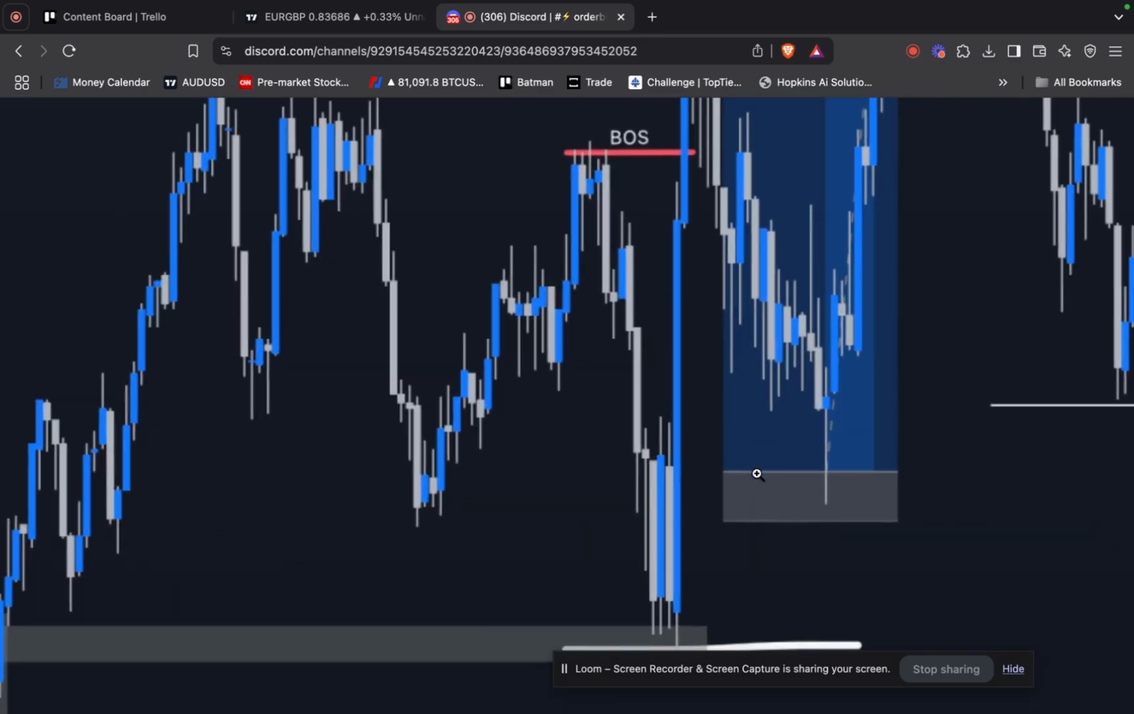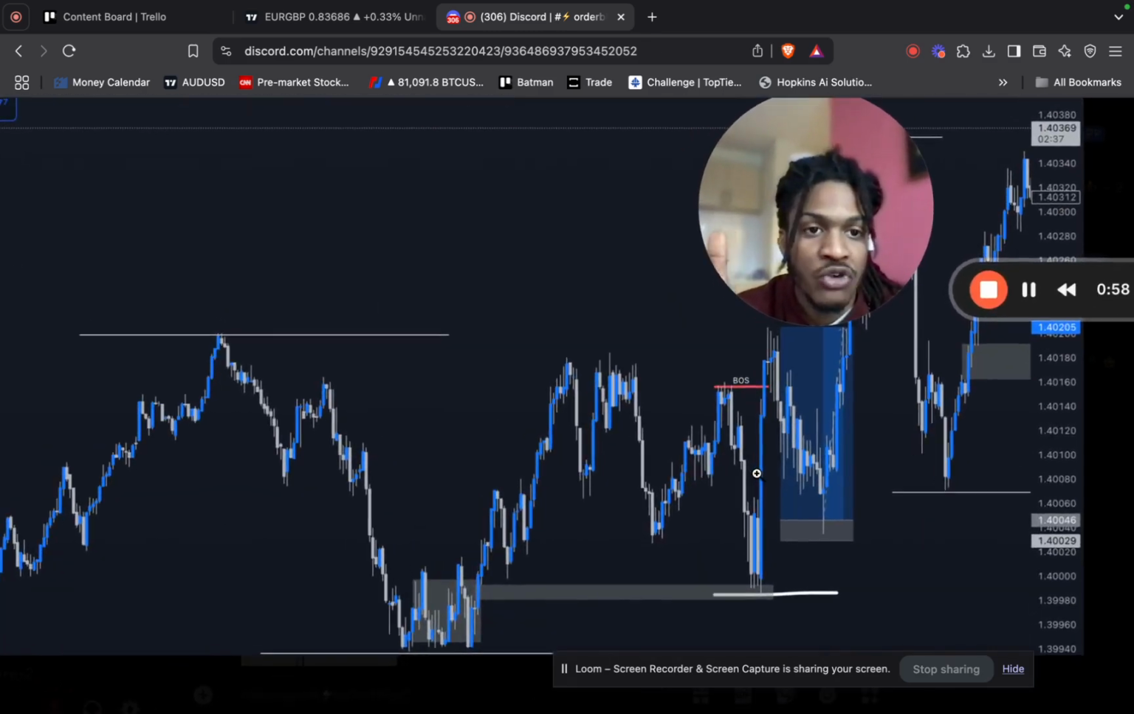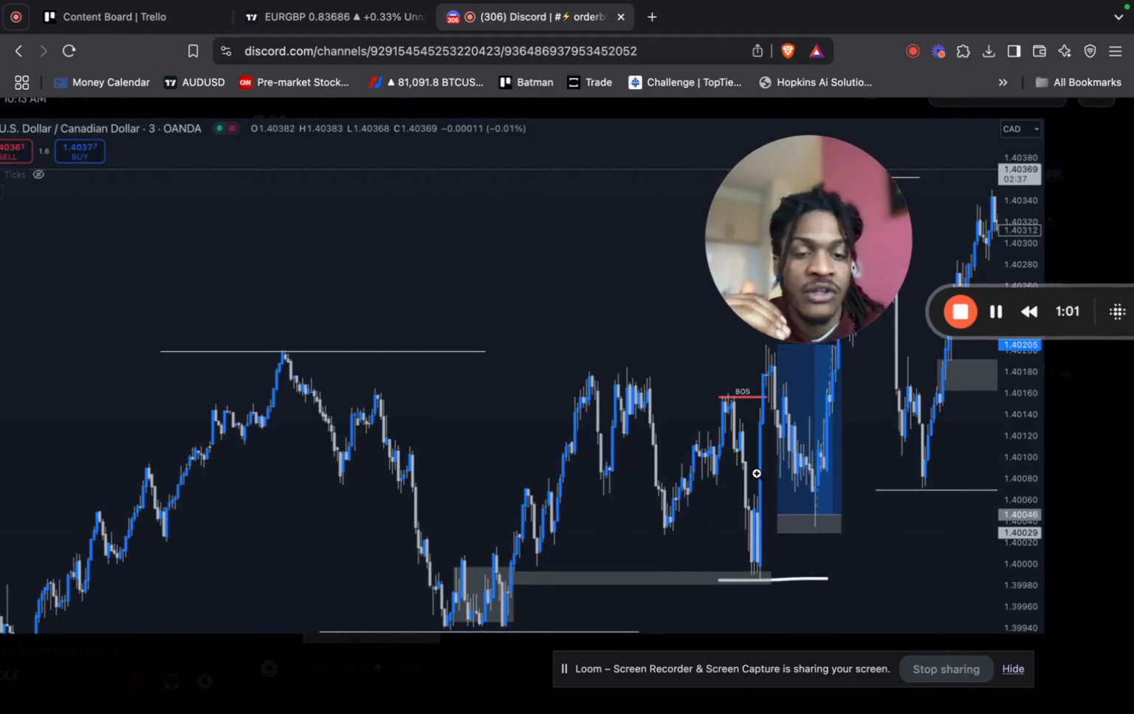And the reason is because when smart money is tapping in, when you're trading with the institutions and the banks, hedge funds, let me explain to you what an order block actually is. An order block is an engulfing candle like you see here that I entered off of.